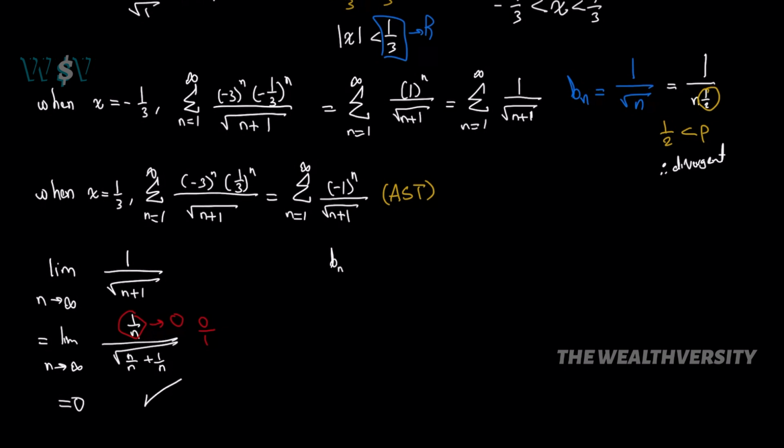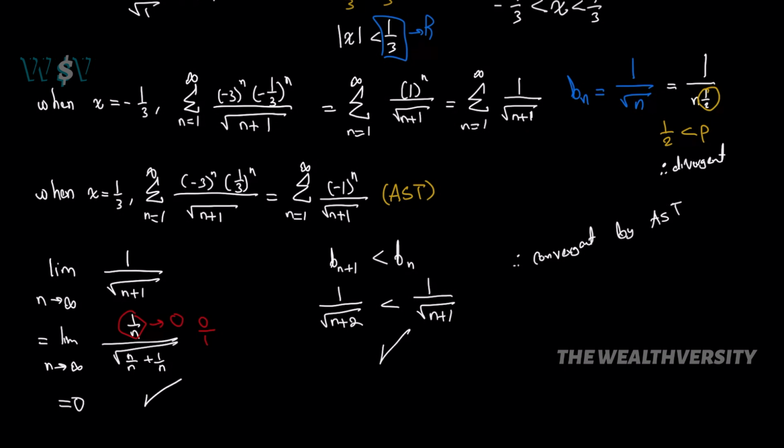bn plus 1 is 1 over the square root of n plus 2, which is indeed less than 1 over the square root of n plus 1 since the denominator is greater. And as the denominator gets greater in a rational expression, the smaller it is. This means that the series is convergent at 1 over 3.